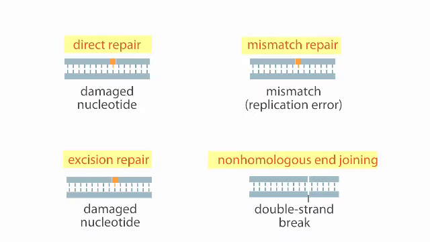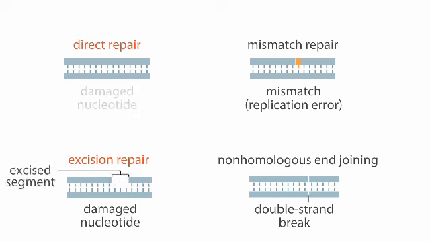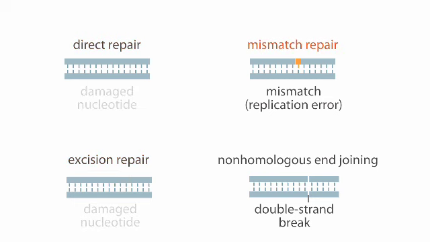Most cells possess 4 different types of DNA repair systems. Direct repair and excision repair systems fix DNA molecules carrying nucleotides damaged by mutagens. Mismatch repair corrects mismatched but otherwise normal nucleotides that result from errors in replication. Non-homologous end joining, NHEJ, is used to mend double-strand breaks in DNA. There is also a 5th repair system called homology-directed repair, but it will not be covered here.